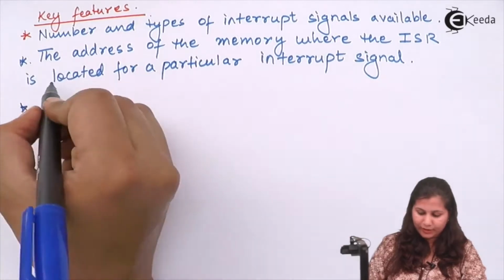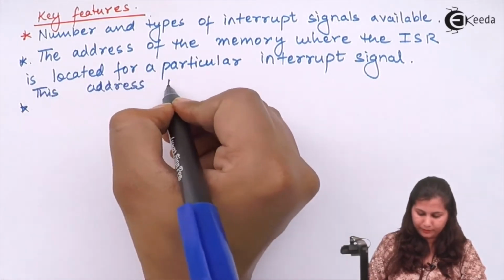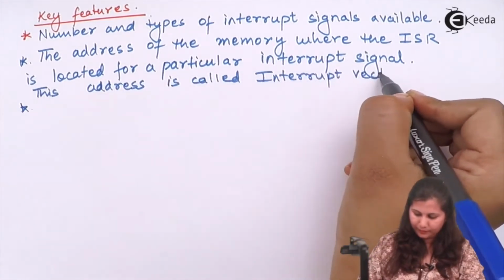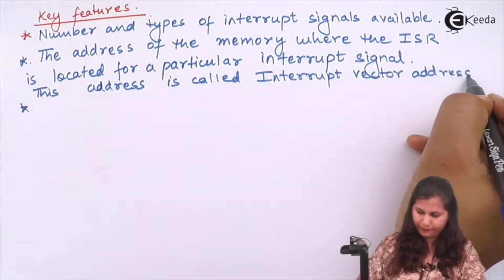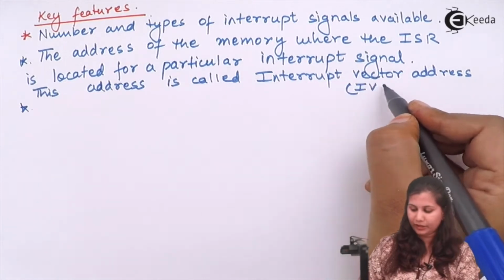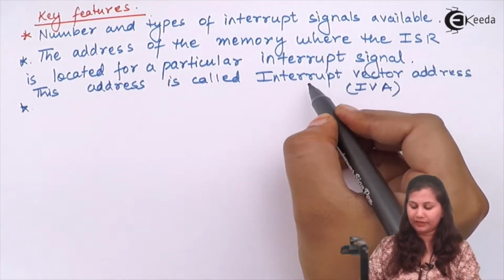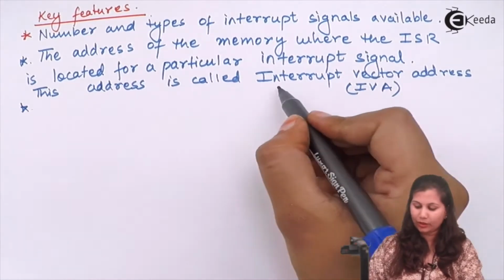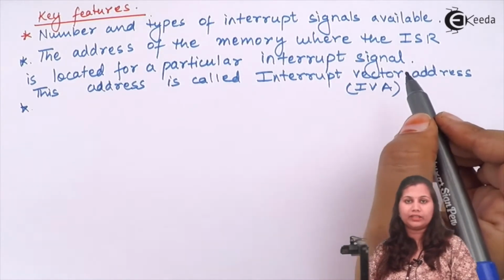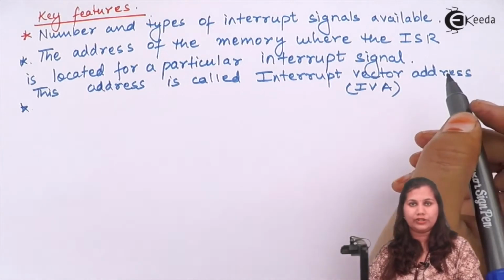And this address is called the interrupt vector address, that is IVA. So every ISR, the service routine, will have an address, and that address is called the interrupt vector address. So we should know that address, where the subroutine has been written, and that service routine we have to execute.